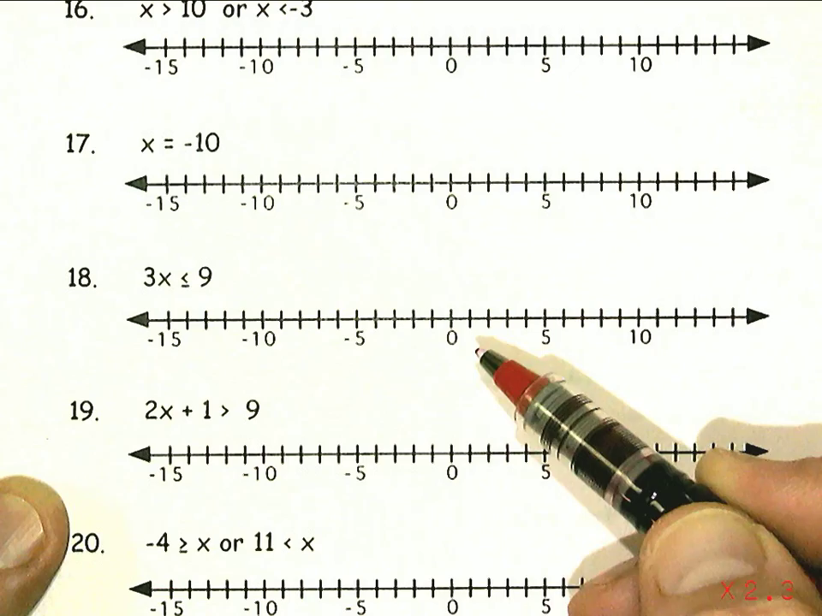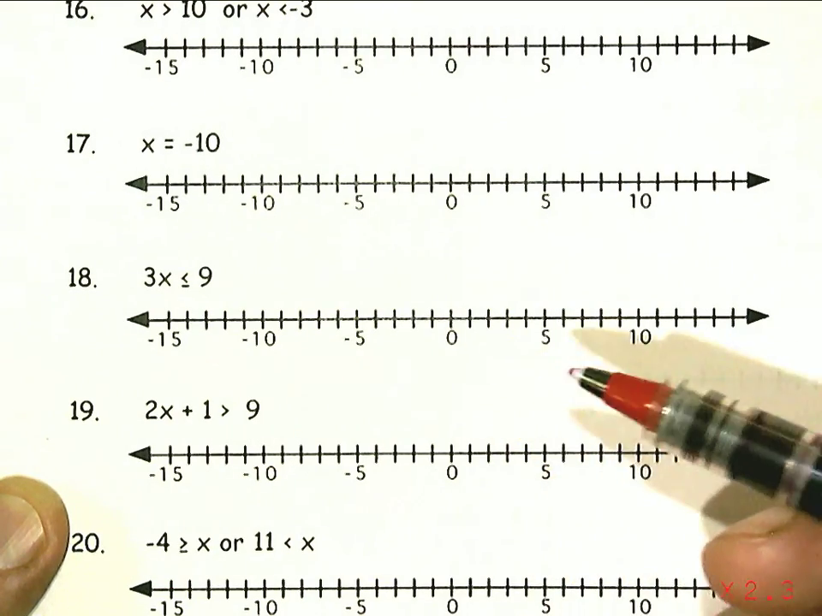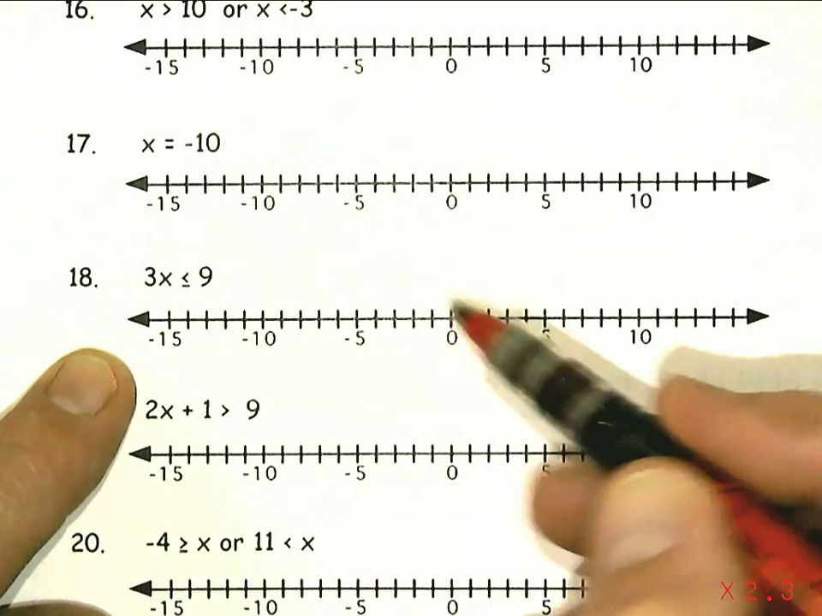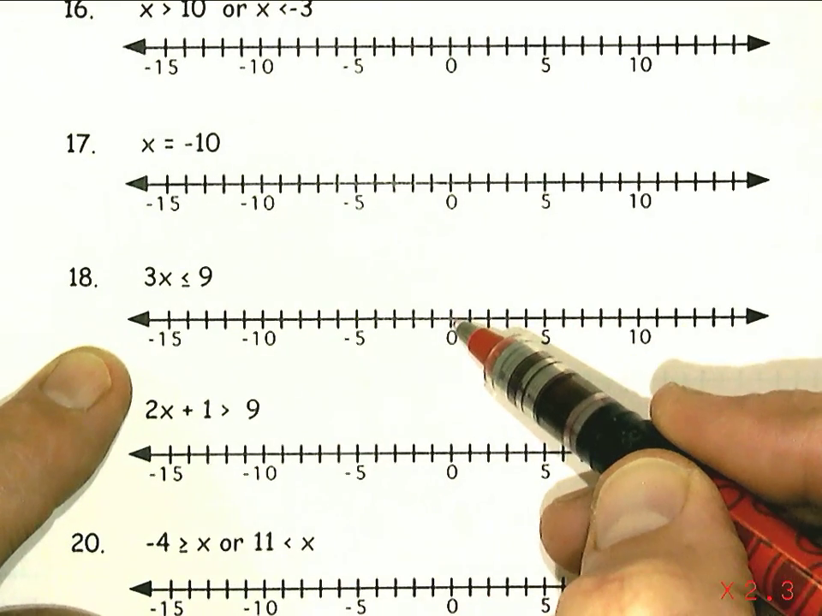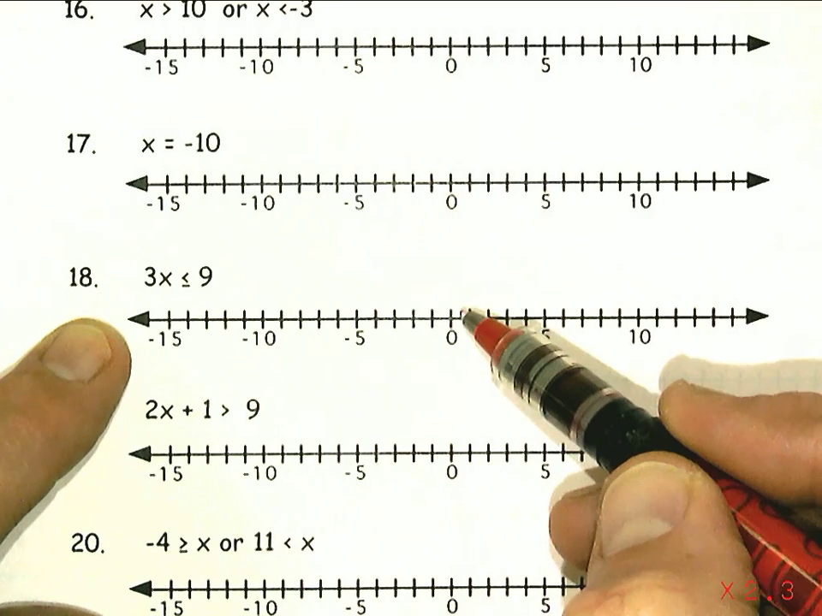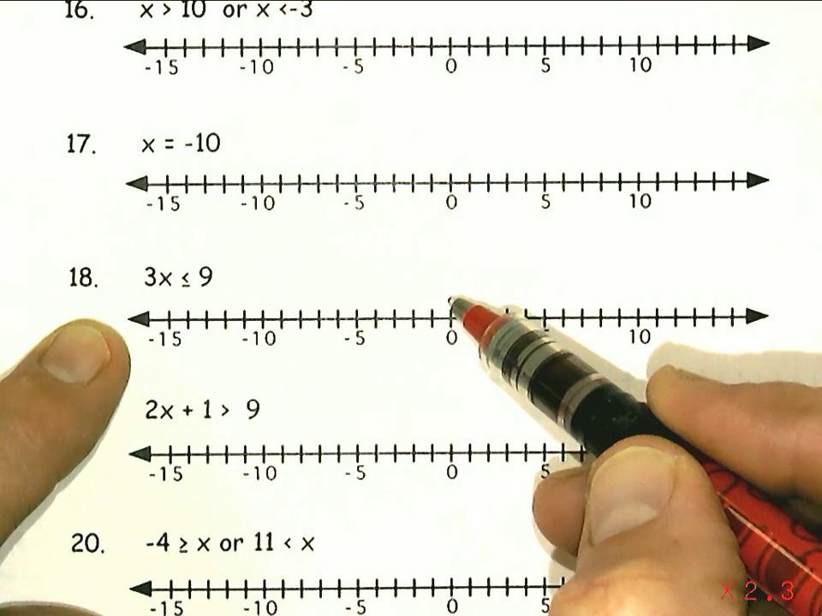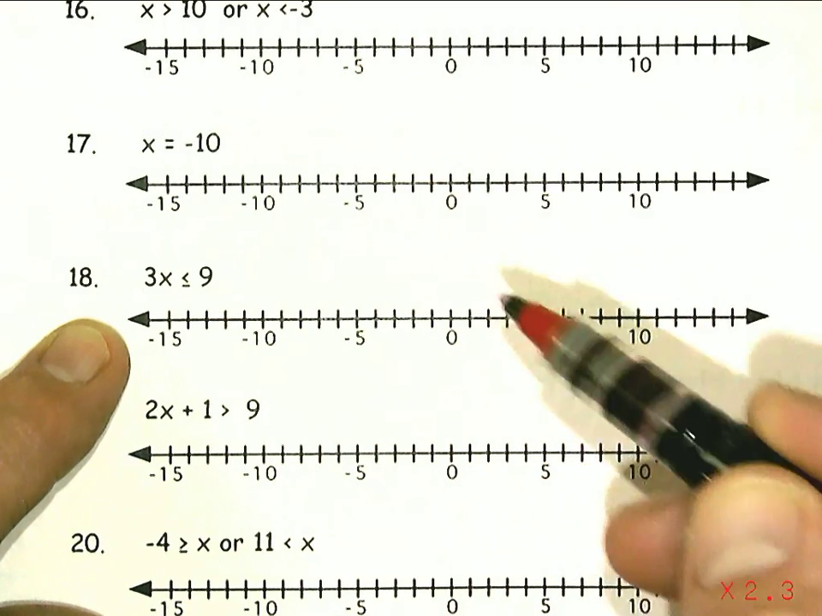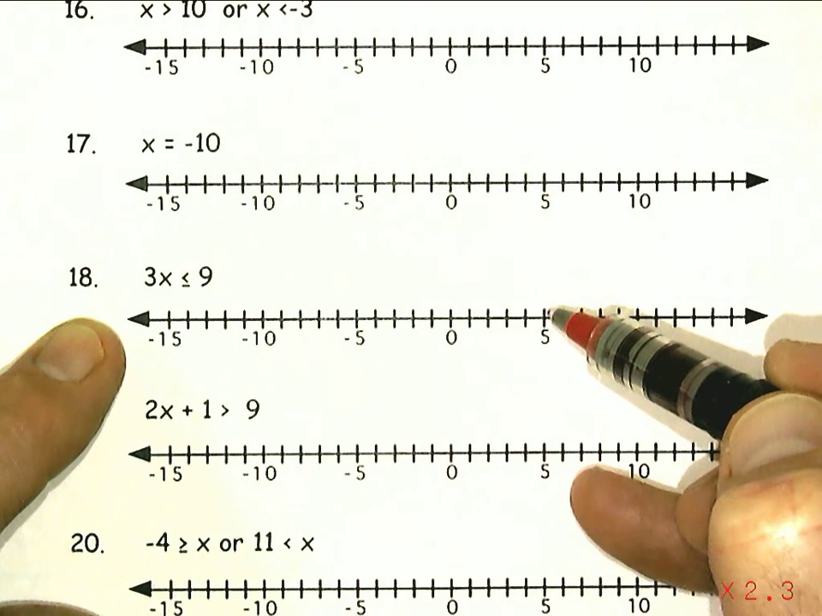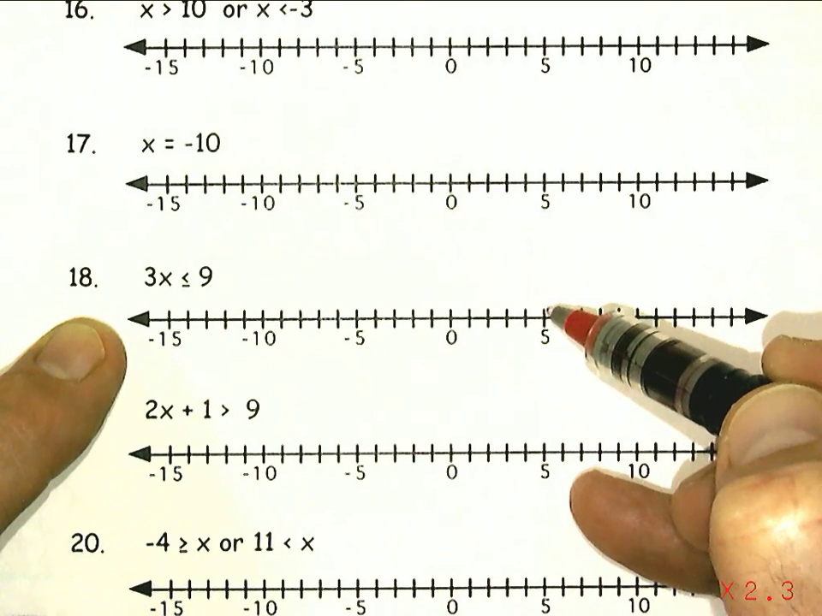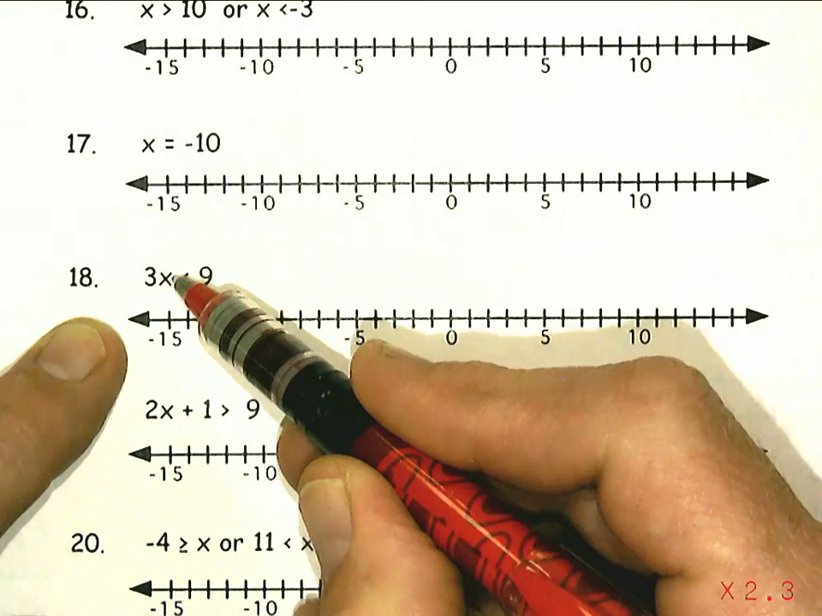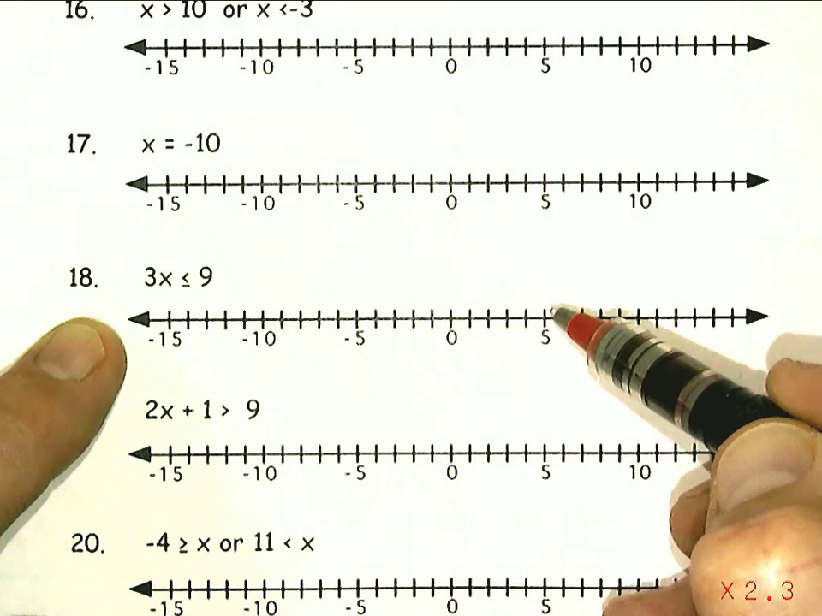So there's a couple ways to think about this. One, I could just sort of experiment with numbers. Like if I just thought of 0, 3 times 0 is 0. And that is less than 9. So that would be true. We know that 0 is true. And maybe I'll just go over to 5. So I'm kind of guessing right now. 5 times 3 is 15, but that's not less than 9. So I know that it's not that.